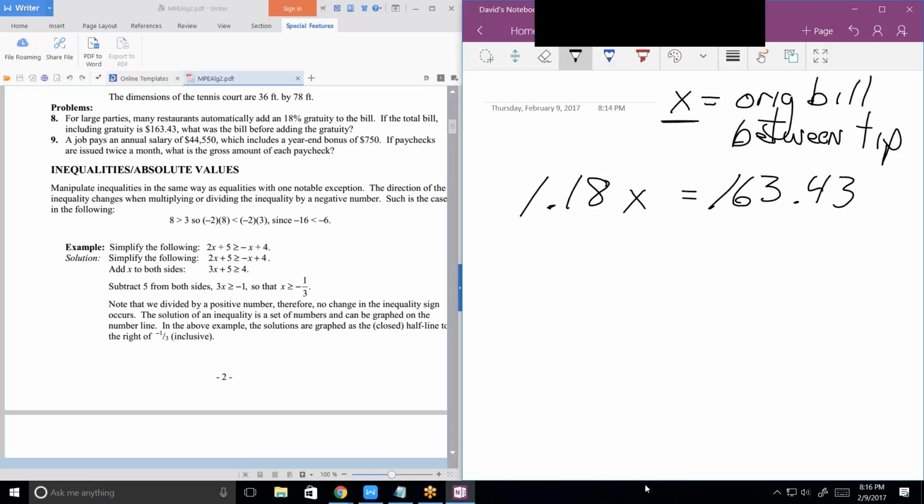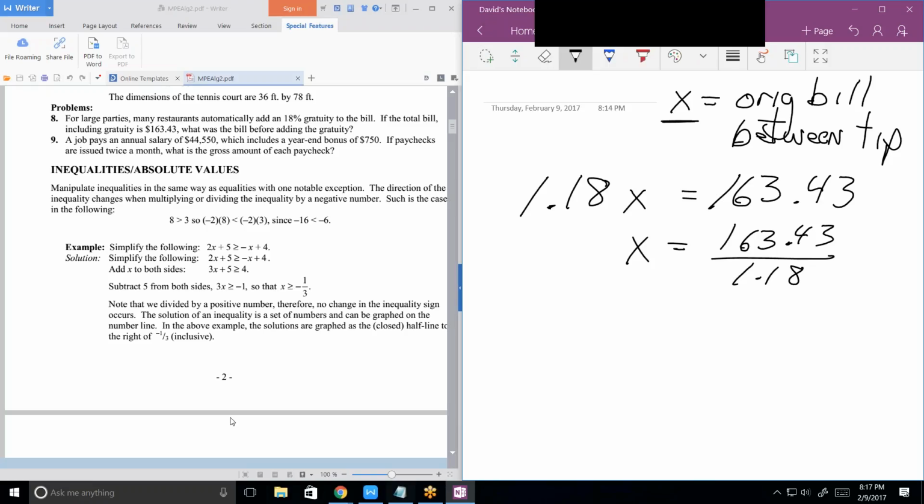Just divide 163.43 by 1.18. Now this is something clearly on a test, you wouldn't want to leave it in that ratio. You'd want to use your calculator and carry out whatever this number is as your answer. And believe me, it's not the same as taking 18% of that number and subtracting it, because in one case you're going down, in the other case you're going up. That's like I did in my example.